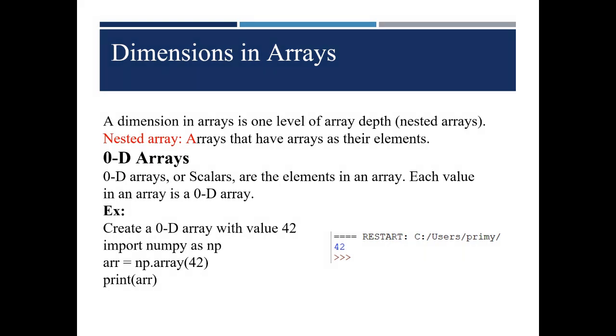Now we shall study the different dimensions in arrays. Nested arrays are arrays that have arrays as their elements. Zero dimensional arrays, or scalars, are the elements in an array. Each value in an array is a zero dimensional array. Here we create a zero dimensional array with value 42. The numpy array value is simply 42. It is printed as 42.